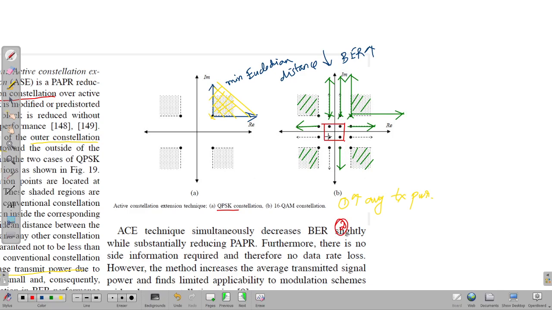The points inside the constellation, you can take the example of 16 QAM. The constellation points that lie inside a constellation are not able to change their amplitude or phase. They are not able to adjust in order to reduce the PAPR.